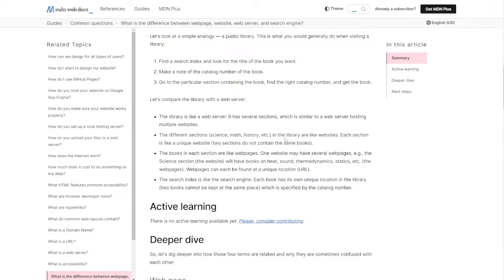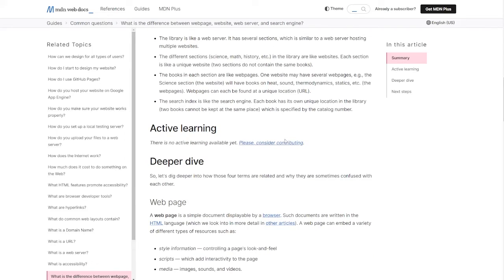Let's compare the library with a web server. The library is like a web server. It has several sections, which is similar to a web server hosting multiple websites. The different sections, science, math, history, etc., in the library are all like websites. Each section is like a unique website.